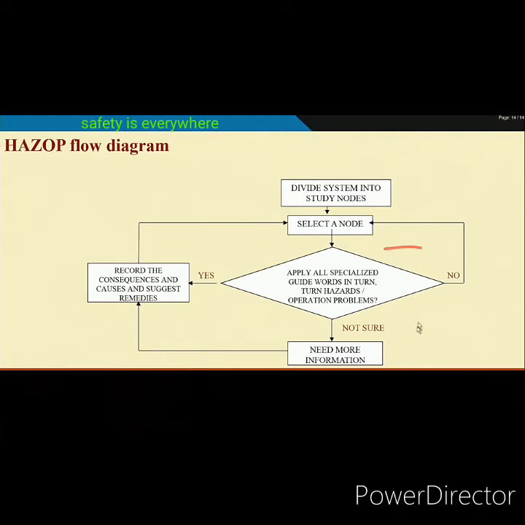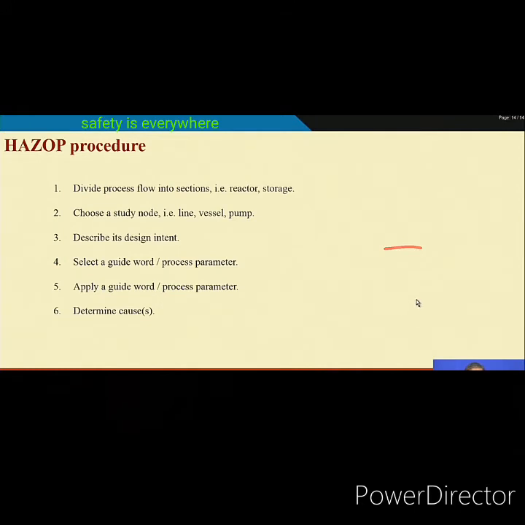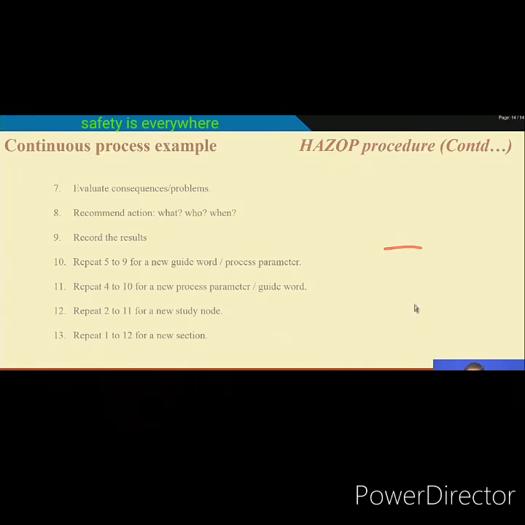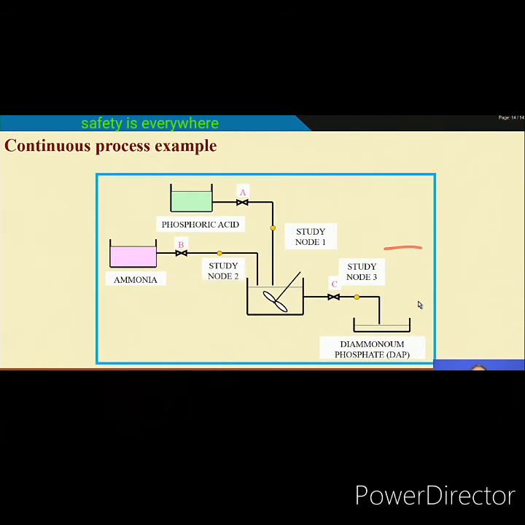Now, you see one example. What is the example here? Example here, this is the reactor. Here phosphoric acid is mixed, ammonia is mixed, and then the reaction takes place and diammonium phosphate is produced.